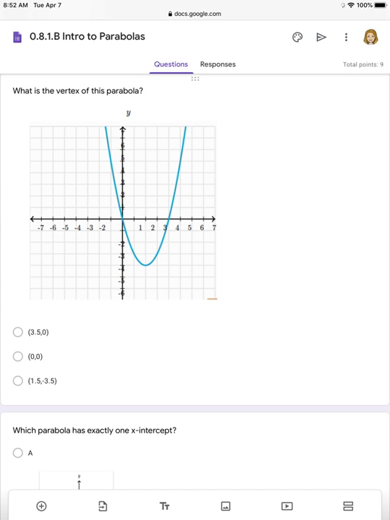So for the next one, we talk about the vertex of this parabola. Remember, we talked about in the last chapter, the vertex is the place where the graph changes direction. So when I look, my vertex is right there. That is the point 1.5, comma, negative 3.5. So that is the choice that you selected. This graph opens up, so this point here is a minimum vertex point.